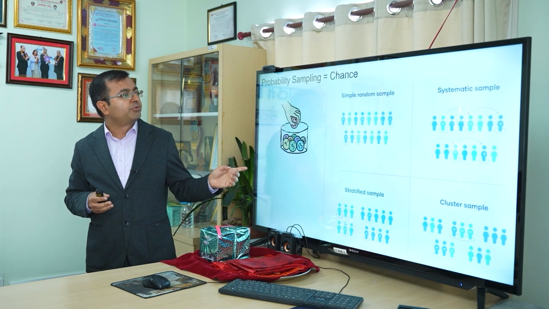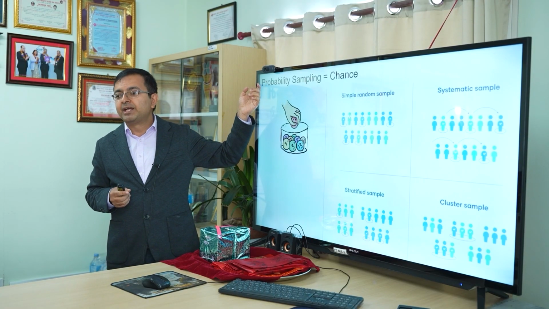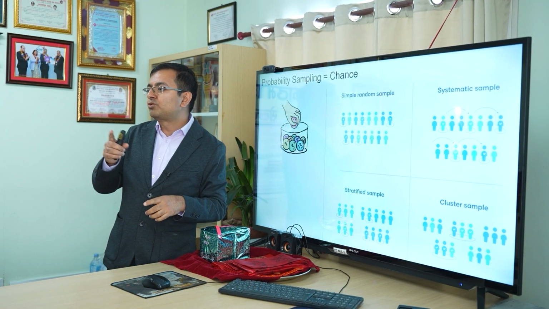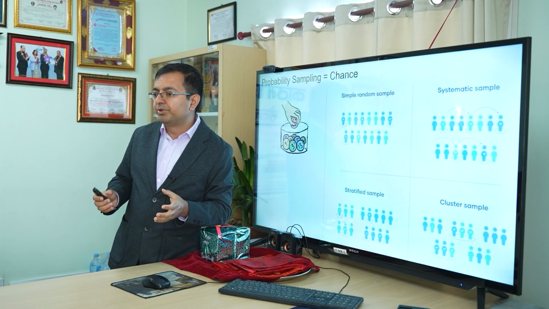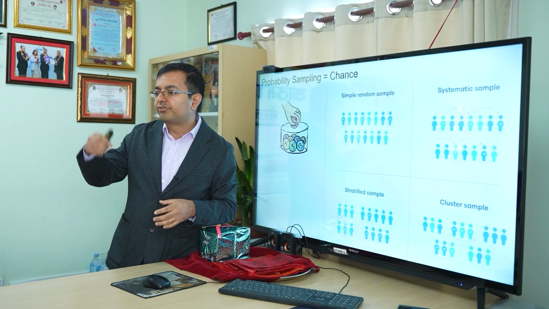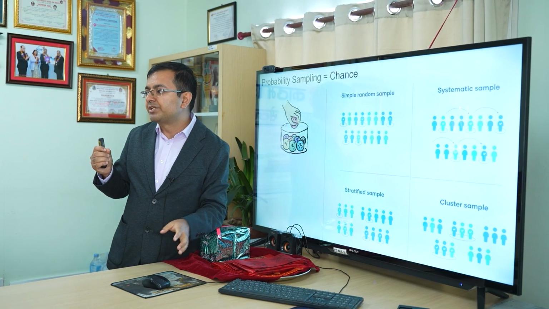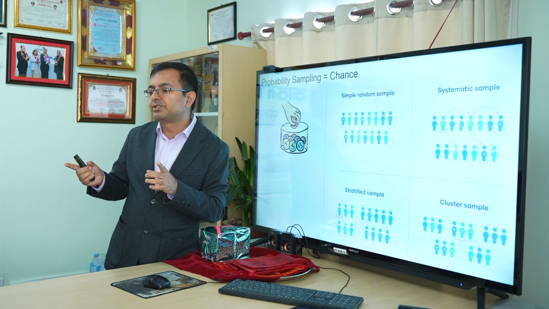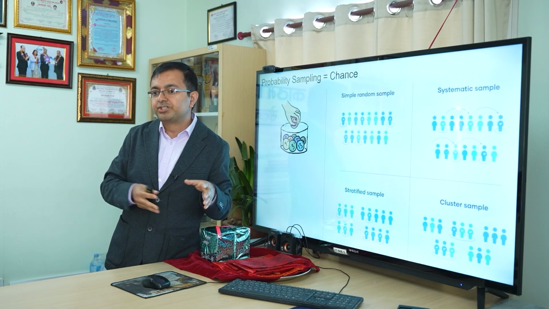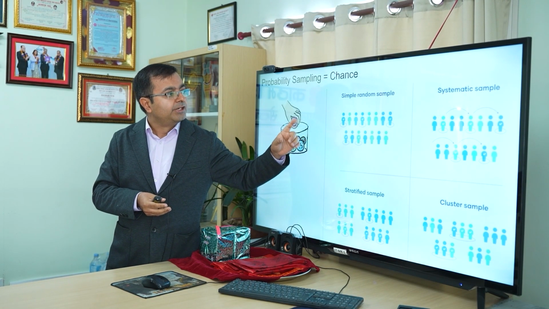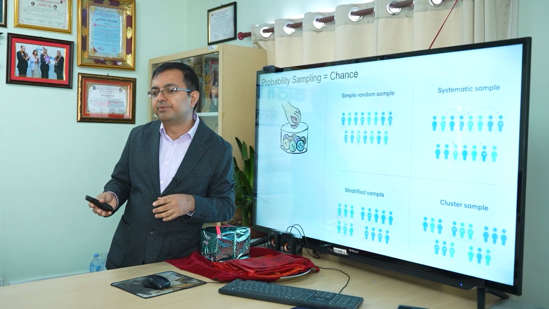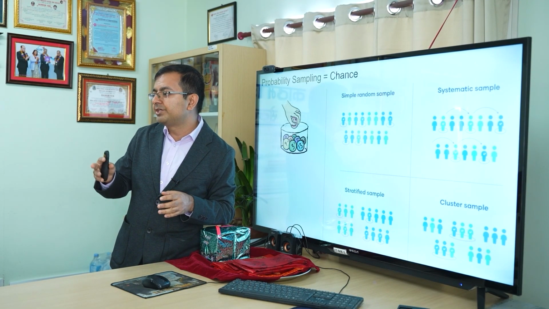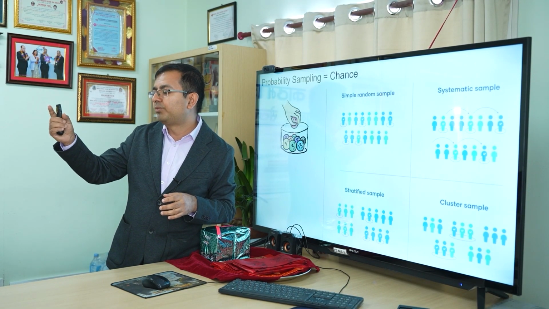There are different methods of doing sampling. Probability sampling is by chance. Suppose there are 20 people, I write the name of all the people, put it in a box and pull out 5. That is simple random sampling. Every person has an equal chance of getting selected. Systematic is you follow a certain system. Like I need 5 people, there are 20, so every 4th person I will take.